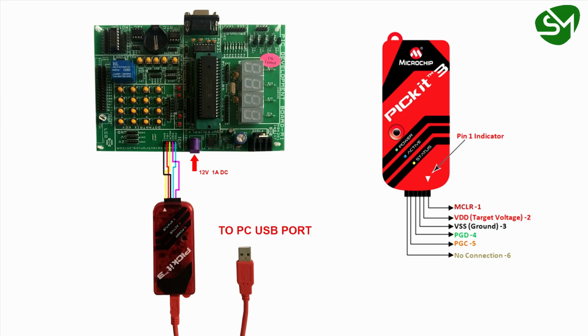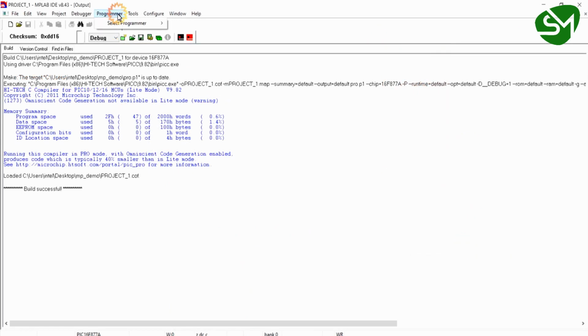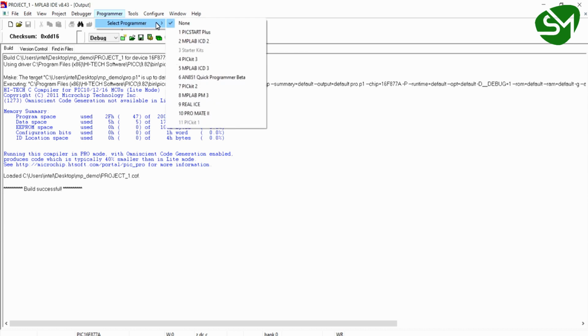If your development board is not showing these pinouts, or if you do not have a development board, you can connect the terminals of PICkit 3 to the microcontroller port pins as per this circuit diagram. Or you can just build this circuit on a breadboard for programming the microcontroller. Once the circuit is built, come to the Programmer tab and hover over Select Programmer.